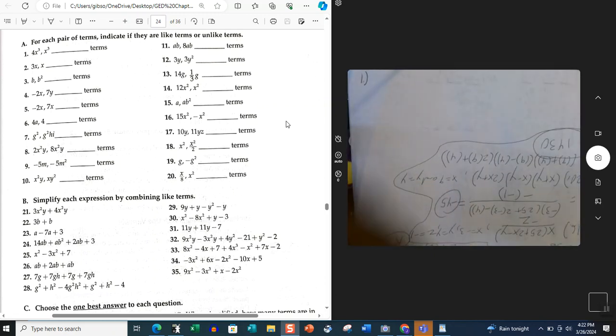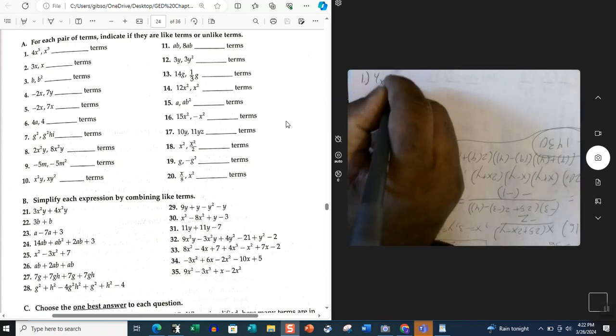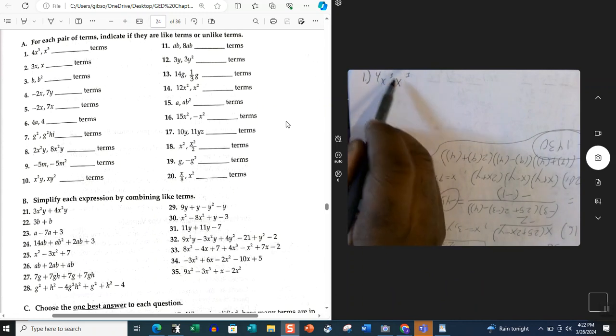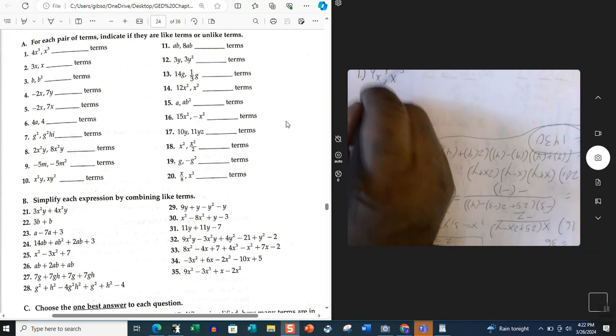Now when you look at 1, you have 4x cubed and also x cubed. Both of them have the same variable, same exponent, so they are like terms. So number 1 is like.